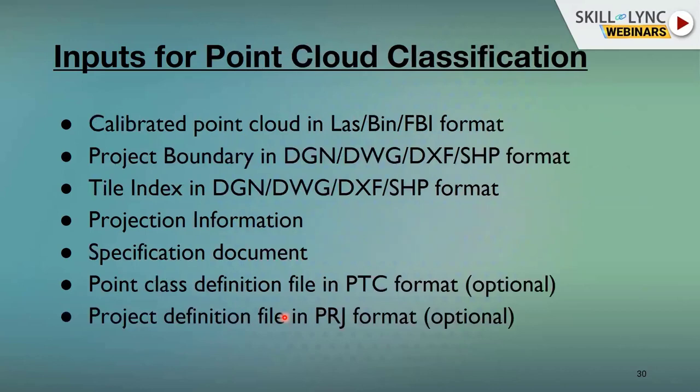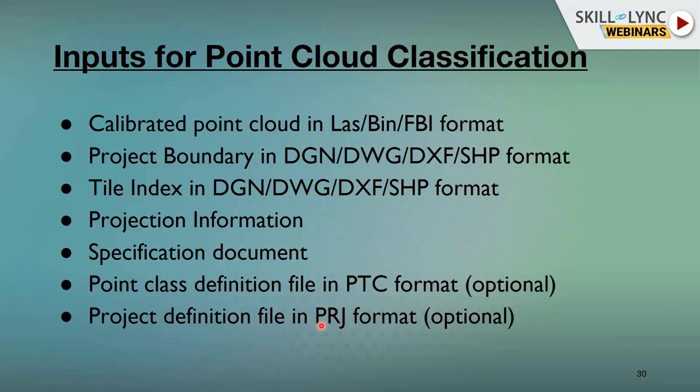And for the inputs for point cloud data classification, what are the files we require? As you have seen, the LiDAR point cloud data, then the project boundary, the tile files, then the projection information, and the specification document which we get from the clients or customers. Based on that we will go for the classification. Then the point class definitions file in PDC format. This might be optional, or we may require these PDC and PRJ files, which we can create in TerraScan or TerraModeler.